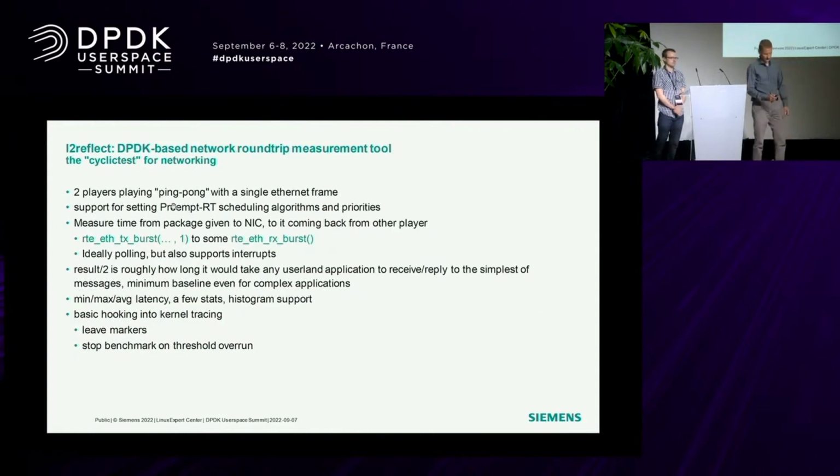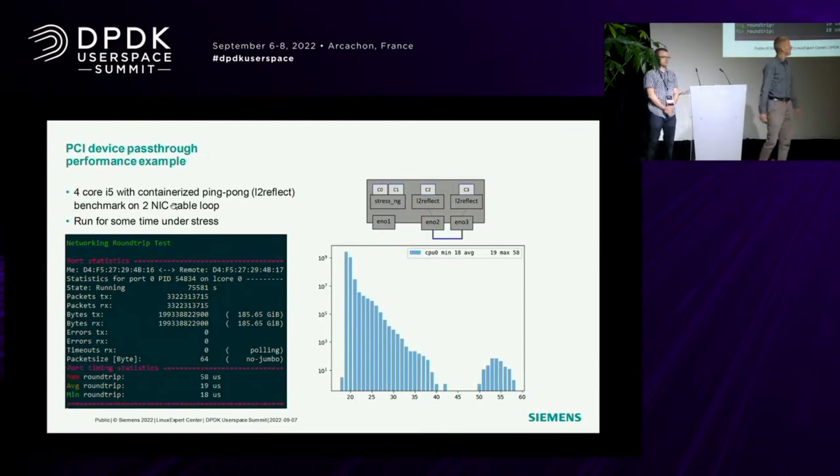So, no, I skipped a slide. Here's an example of how a measurement would look if you ask: how much does it cost me to send a packet back and forth, and how much latency would there be in the worst case? The measurement uses a relatively small machine, a 4-core i5, which has 2 network adapters with a cable loop and 2 ping-pong applications that bounce a packet back and forth and measure how long the packet was on its way.